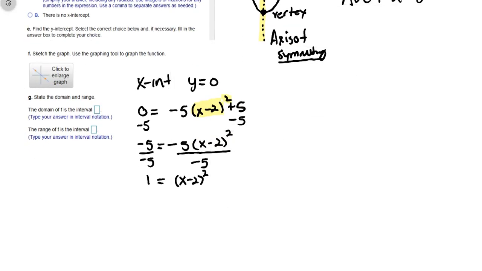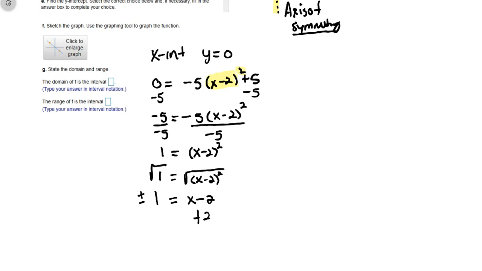Now that I've isolated the square, I'm going to get rid of it on both sides by square rooting. Square rooting will cancel out that square. And on the right, I'm left with the x minus 2. On the left, square root of 1 is 1. And I also pick up a plus or minus symbol because I square rooted that square. So then I want to add 2 to both sides.